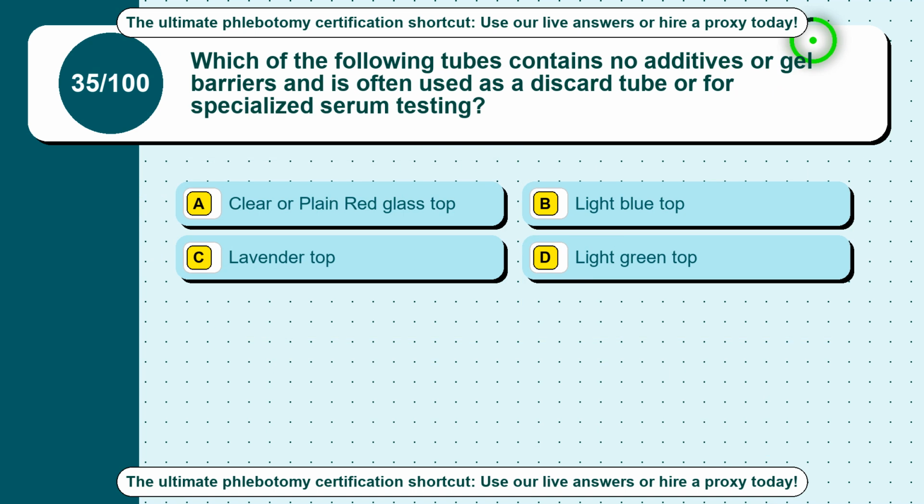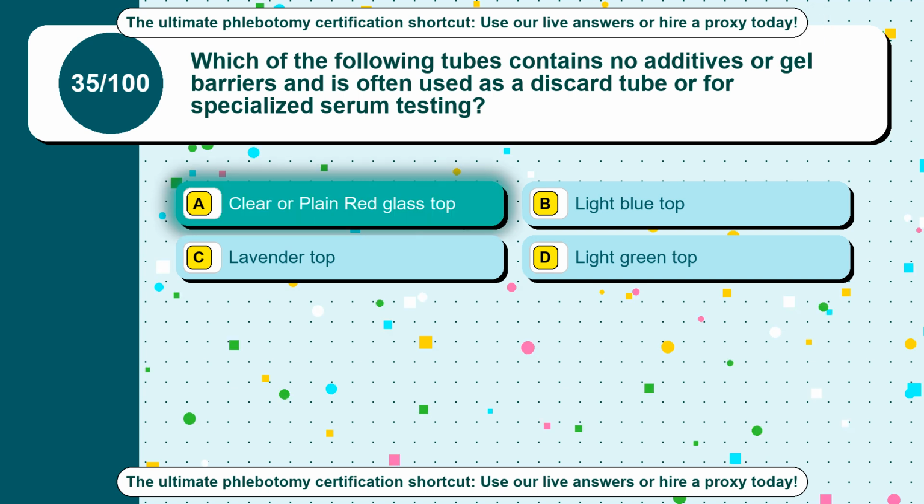Question 35. Which of the following tubes contains no additives or gel barriers and is often used as a discard tube or for specialized serum testing? Option A. Clear or plain red glass top. Option B. Light blue top. Option C. Lavender top. Option D. Light green top. The correct answer is option A.